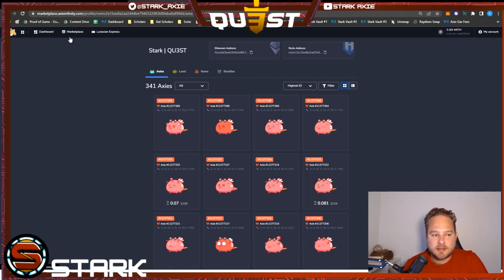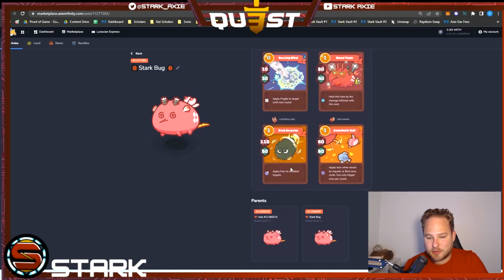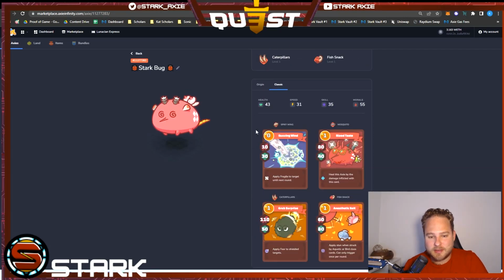Sadly, since they've done the marketplace revamp for Origin, it only shows up when you're looking at an inventory from this page, but when you hover over here you can see the recessive genes D, R1, R2. But when you go and click on a specific Axie, it looks like this. So when you're browsing for Axies, it doesn't cut it.